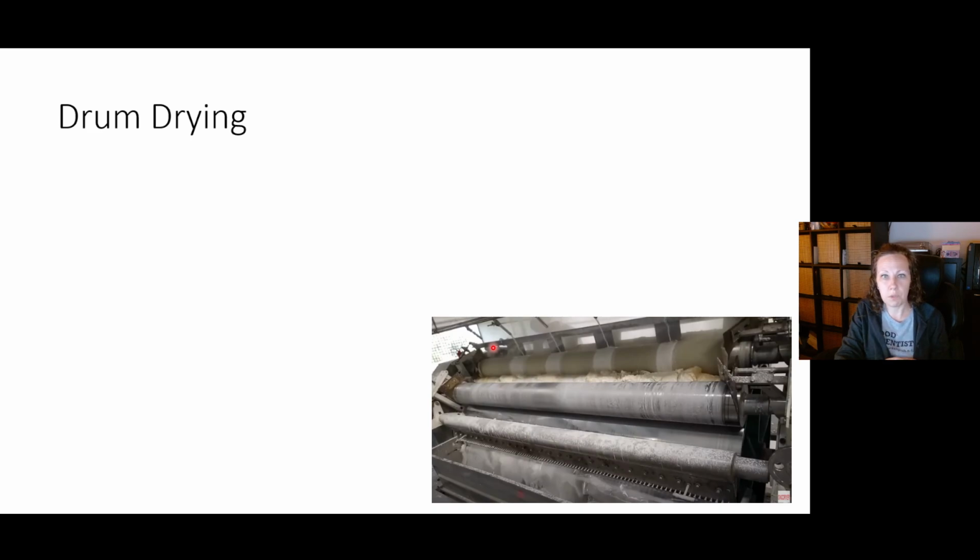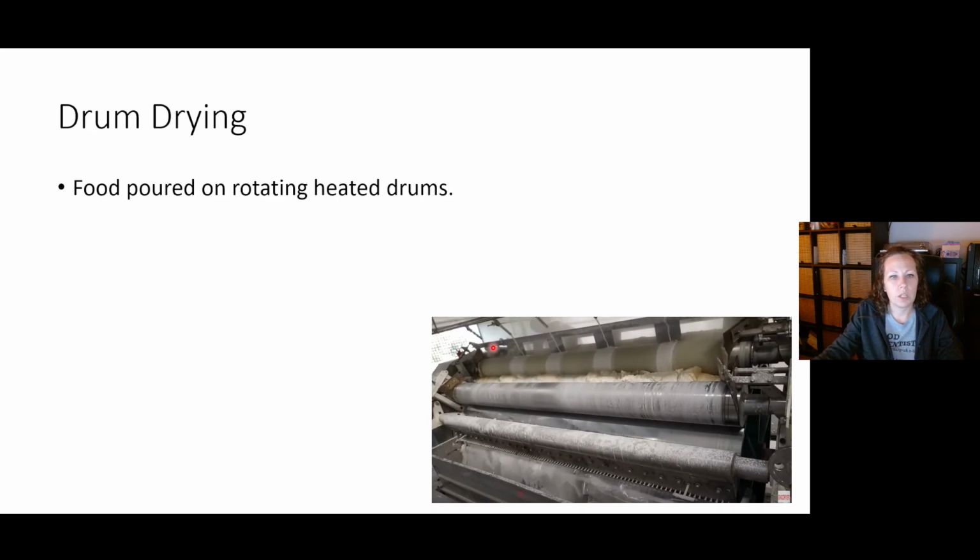Okay, so drum drying. This food is poured onto heated drums. Okay, so the food is poured, and this is a drum right here. There's a drum here, and the drum has boiling water on the inside of it to keep it very hot. And so the heat of this drum dries the food.